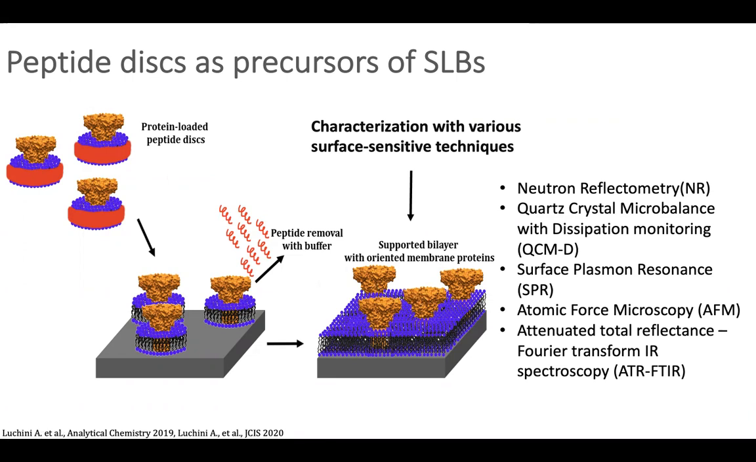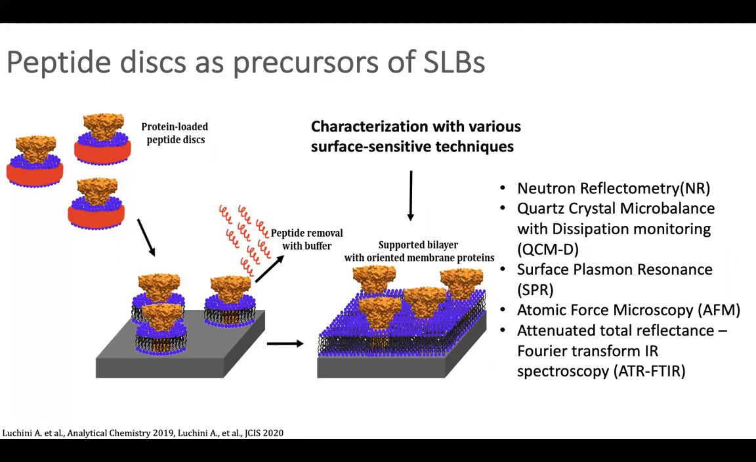Now, if you have a membrane protein incorporated in your peptide disc, because they are so small, they can approach the substrate surface with different orientations. And in the end, the orientation where the lipid head groups are closer to the substrate surface is the most favorable one. And this is why they will spontaneously orient all your membrane proteins in the same way.